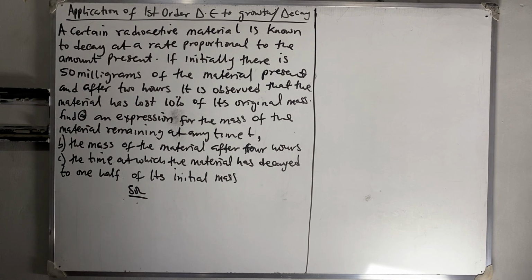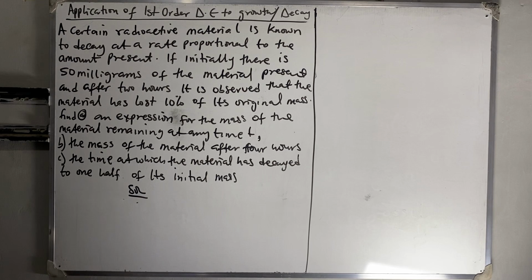Then I say that if initially there is 50 milligram of the material present, and after 2 hours, it is observed that the material has lost 10% of its original mass. Question A says, find an expression for the mass of the material remaining at any time t. And question B says, we should find the mass of the material after 4 hours. Then question C says that we should find the time at which the material has decayed to 1/2 of its original mass.